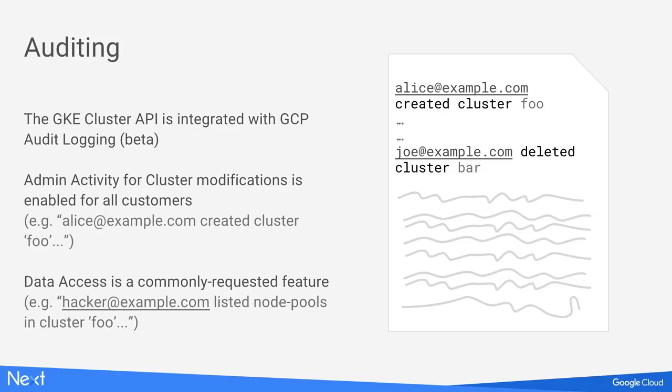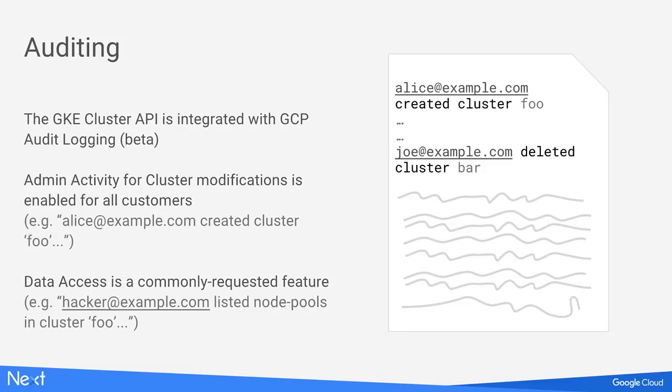So the third pillar of IAM, we have authentication, authorization. The third A is often referred to as auditing. So right now, the GKE cluster API is integrated with GCP audit logging. It's currently in beta. And we currently support the admin activity form of this for cluster modifications. So if you're going to create a cluster, you're going to upgrade a cluster, maybe you're going to change the node pools in a cluster, you're going to delete a cluster, all of those kinds of admin write actions are going to be reflected in an audit log.